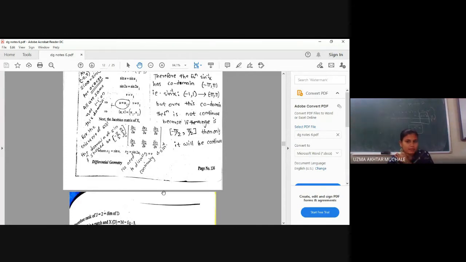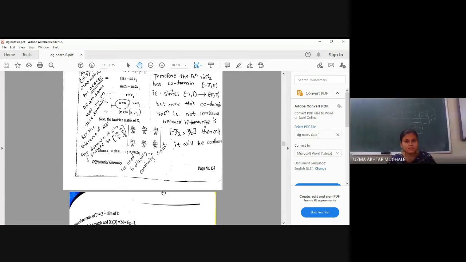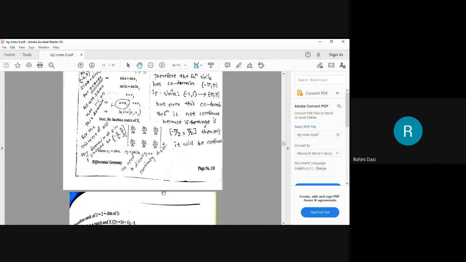Yes, can anyone tell me why it is not continuous? The domain of sine inverse of x is -1 to 1 and the range consists of -pi/2 to pi/2. Okay, but can you tell me where it is discontinuous, or where the continuity fails? At 0? Yes.